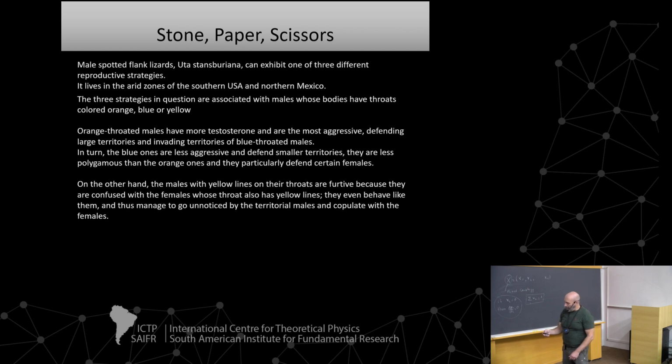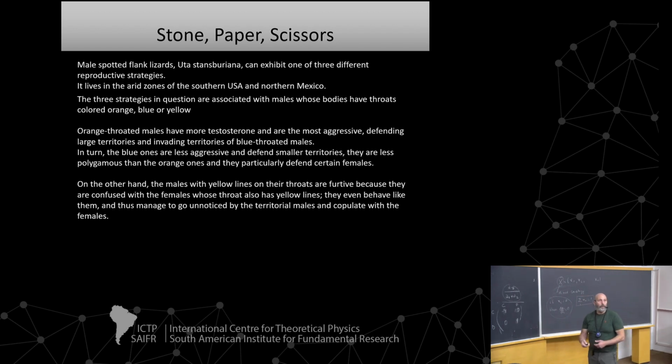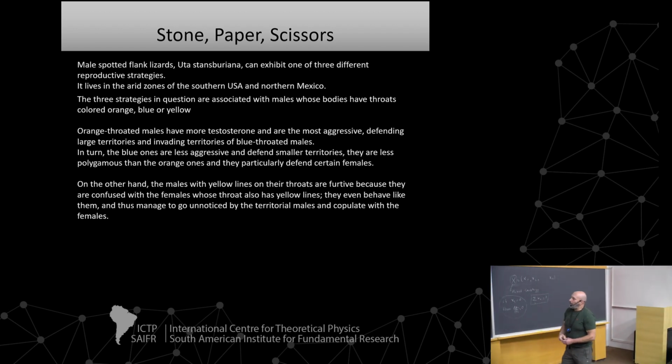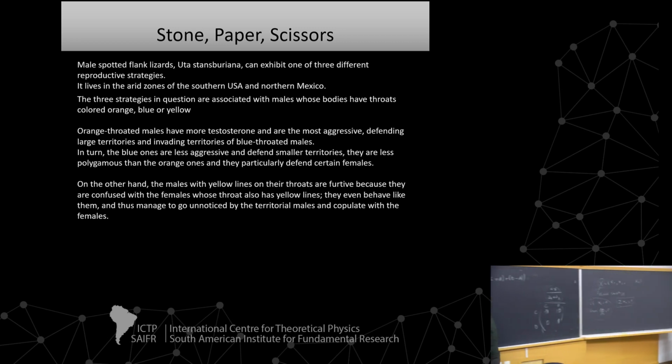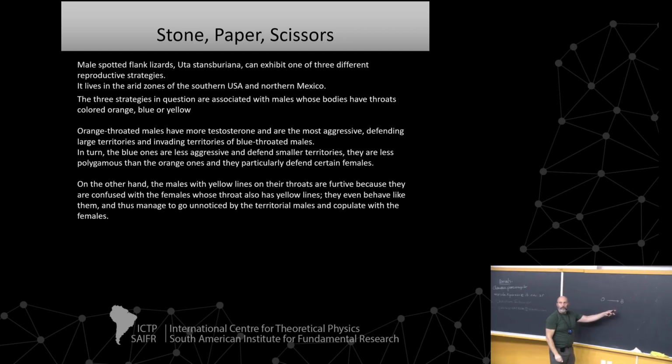And then we have the yellow one. The yellow one is a weak male that is very furtive. It is important to say that the females are also yellow, so a yellow male can be confused with a yellow female because all the females are yellow. And the problem is the following. I will just pass the blackboard. The orange can defeat the blue by invading the territories, okay?